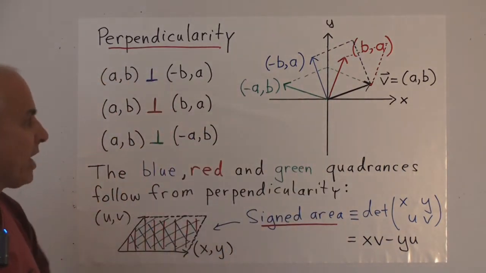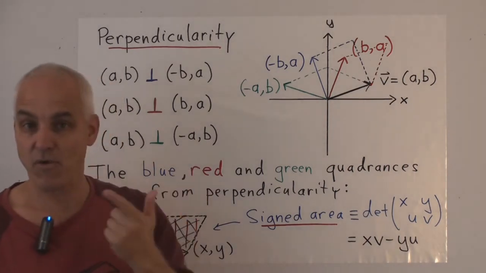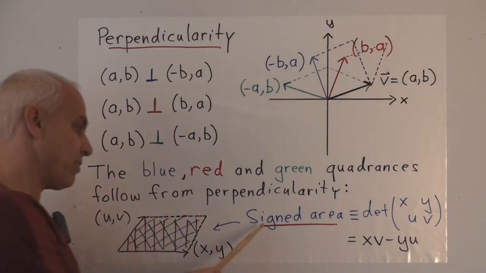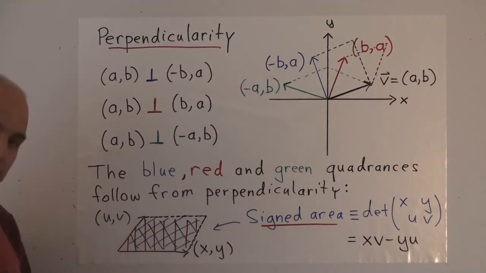So how do we know that, or how can we check that? Well, we have to remind ourselves about the formula for the area, or more particularly the signed area. Here is a vector xy, and here is a vector uv, and those 2 vectors form a parallelogram.